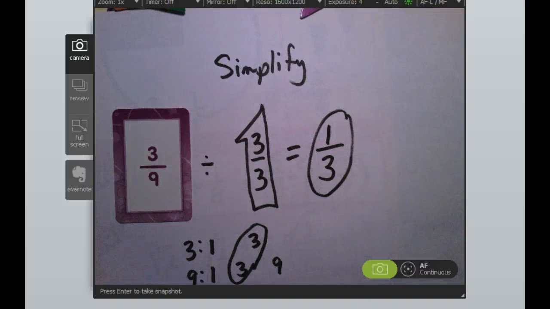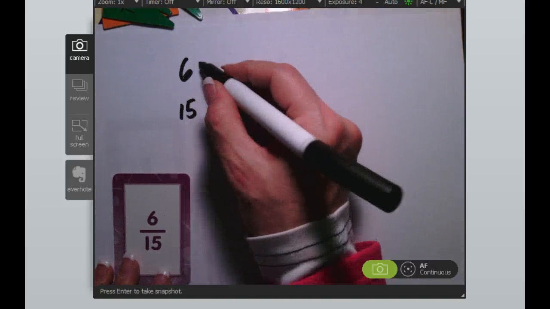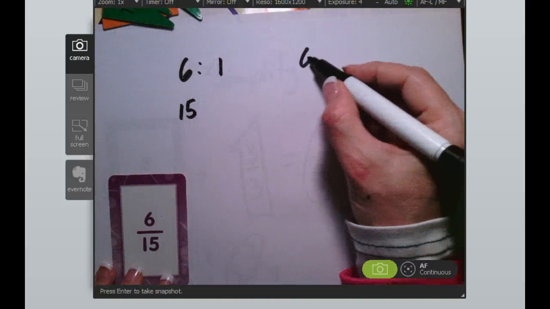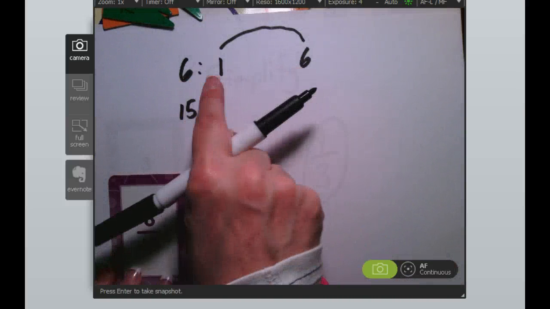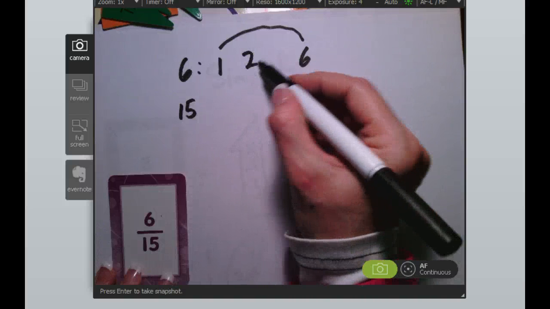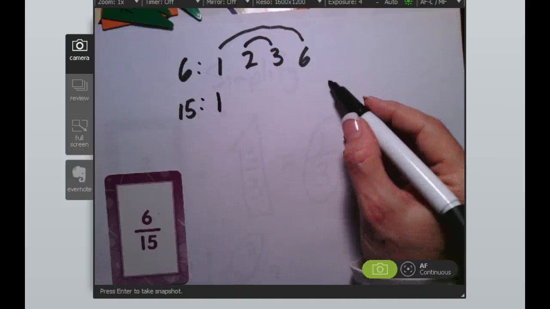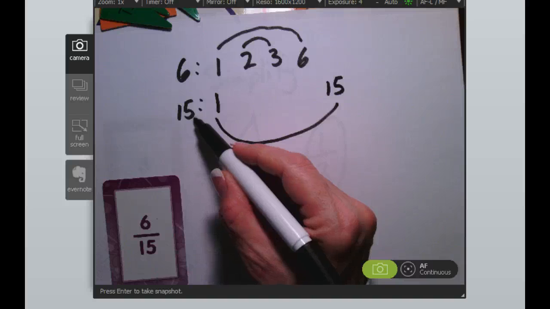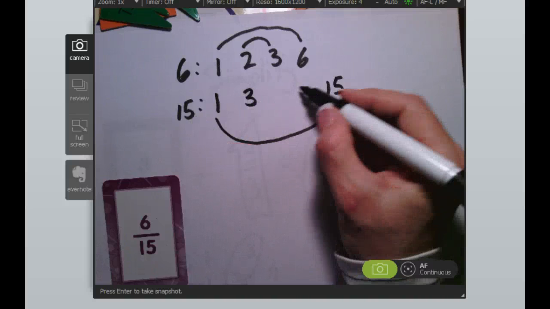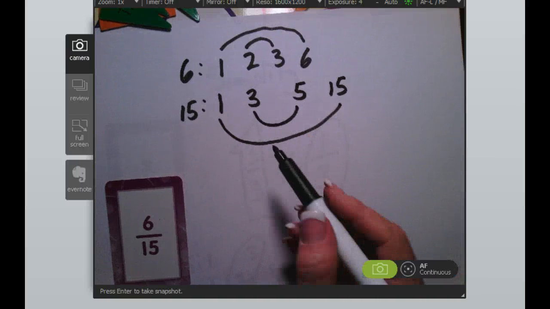So let's try a different one. This time, let's look at 6/15. Let's first find the factors of 6 and 15. We can build a factor rainbow. I know that 1 times 6 is 6, because I have my 1 and the number itself, and I also know that 2 times 3 is 6. So those are my factors. For 15, I'm going to have my 1 and 15. I know that 2 isn't divisible into 15, but I know that 3 and 5 are, and there's nothing else because 4 will not go into 15 either.